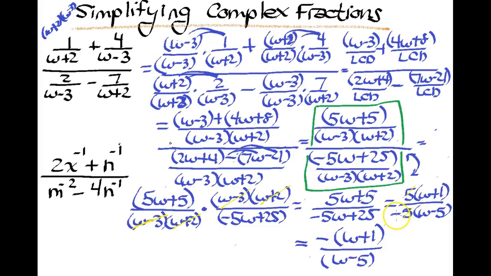Okay, so I move that negative that was in the denominator up to the numerator because that's where I like it. Some teachers will require you to distribute this. Doesn't really matter to me. I would accept that answer or negative w minus 1 over w minus 5. I don't like that negative to remain in the denominator. Okay, so that was a really long problem.